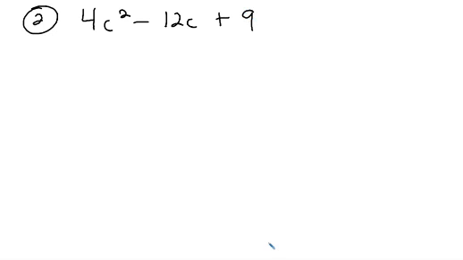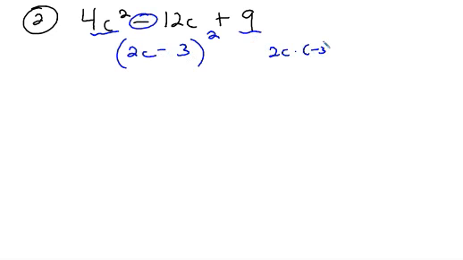All right, you should have had a chance to work on this one now. We set up a binomial squared, and the square root of this is 2c. The square root of this is 3. This is minus, so this is minus. We check our middle term. We can do it mentally, but I'll write it out. 2c times negative 3 times 2 equals negative 12c. So we're good.